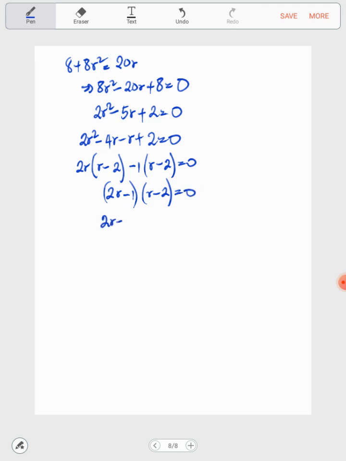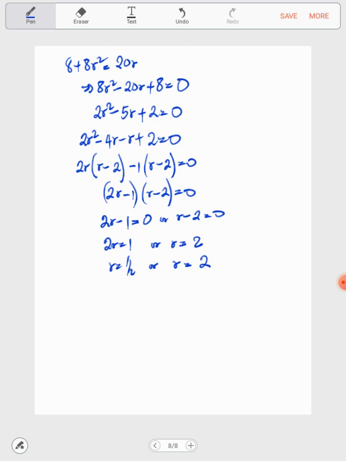When two numbers multiplied together are equal to 0, in an integral domain, don't worry, it just means that either of them is 0. It can't be the case that none of them is 0. So either 2r minus 1 equals 0 or r minus 2 equals 0. So 2r equals 1, which is r equals 1 over 2, or we have r equals 2. So we have two common ratios here.